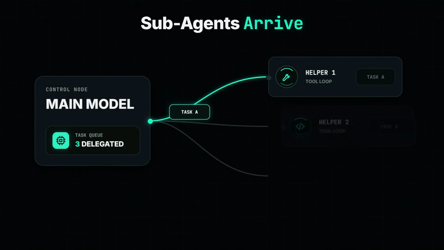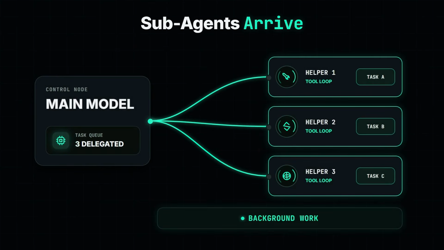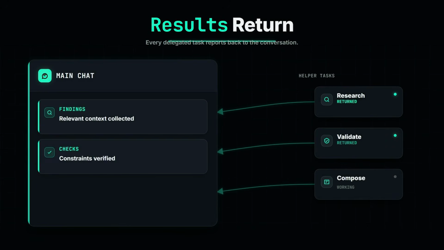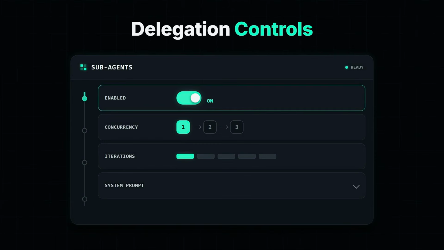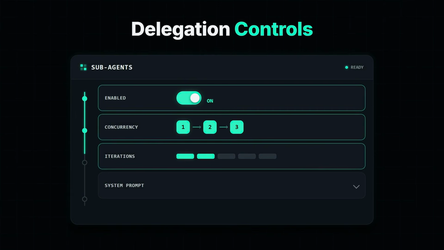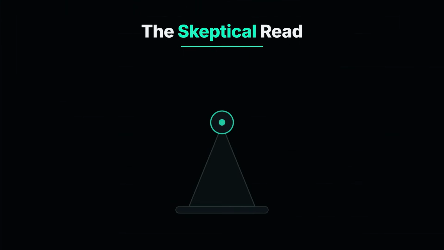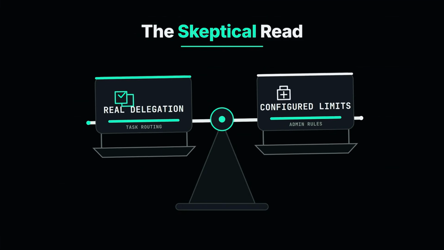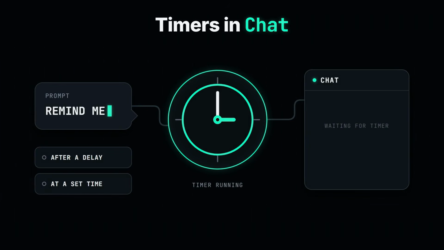Administrators can now enable sub-agents, letting a model hand portions of work to background helpers running their own tool-driven conversations. Those helpers report results back into the chat, so delegation remains visible inside the conversation, where the original task began. New settings control whether sub-agents run, how many work concurrently, their iteration limits, and the system prompt guiding them. This is meaningful orchestration, but it is administrator-controlled machinery with explicit limits, not proof that every workflow becomes autonomous or reliable.